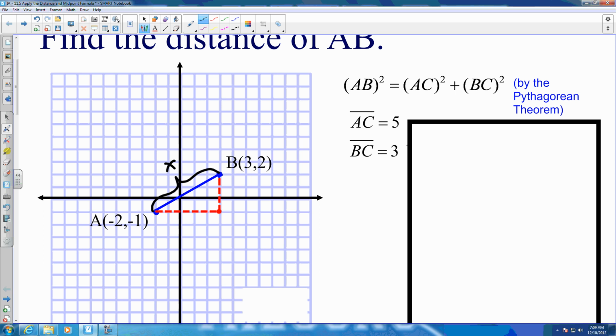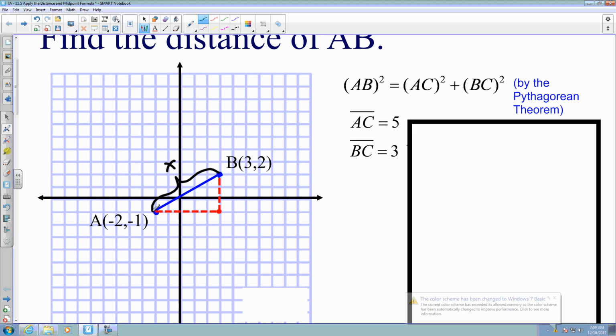of the blue line. And we can do that by taking this, using the coordinates and subtracting them out to get the distance formula. And so, as you can see, this happens to be a right triangle.